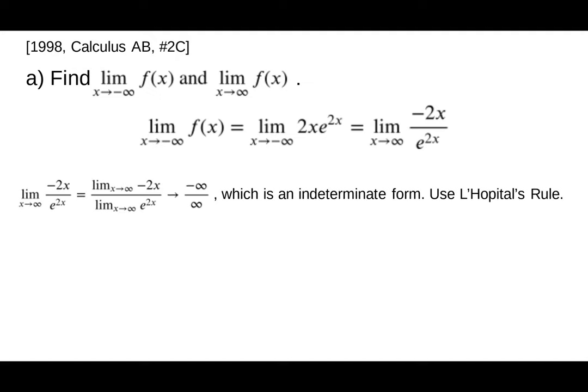All right, so the limit as x approaches infinity of negative 2x over e to the 2x, if I know I'm going to use L'Hopital's rule here, we have the limit as x approaches infinity of negative 2x over the limit as x approaches infinity of e to the 2x, and that is of the form negative infinity over infinity, which is an indeterminate form. That's one of the indeterminate forms for which we would use L'Hopital's rule in order to find this limit.